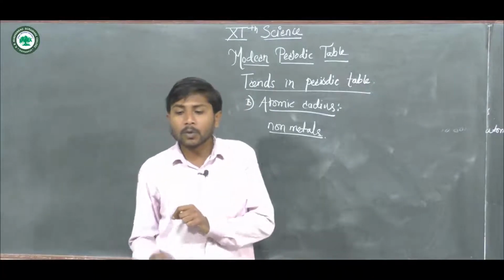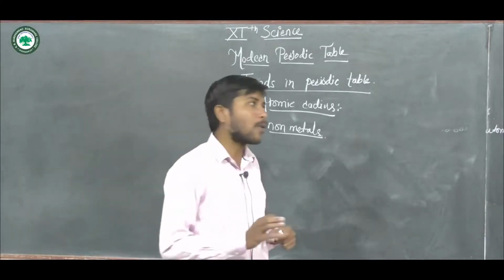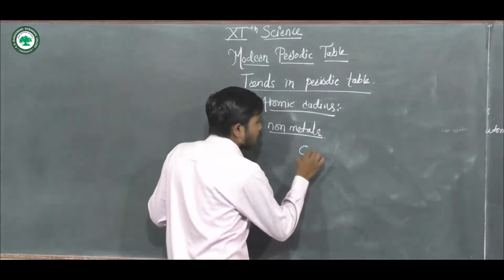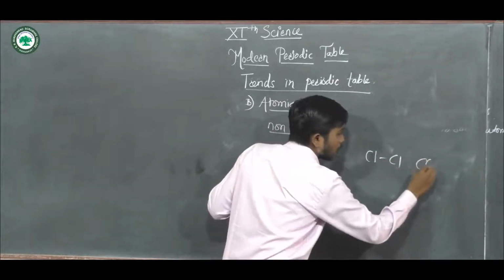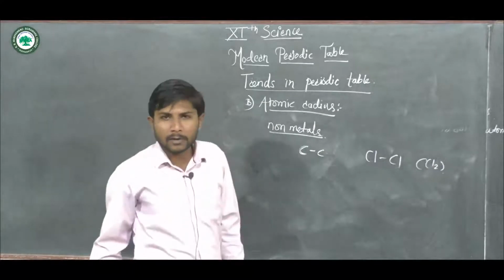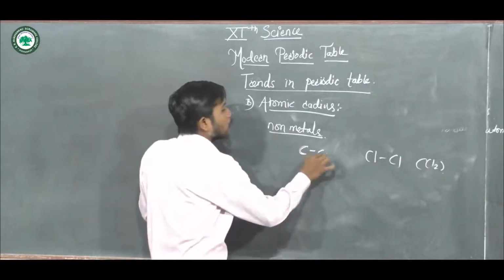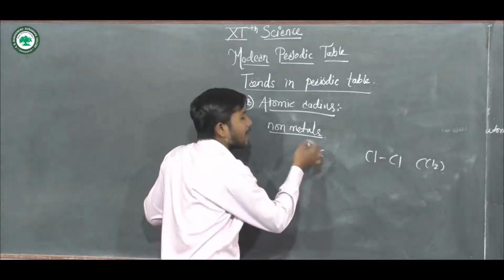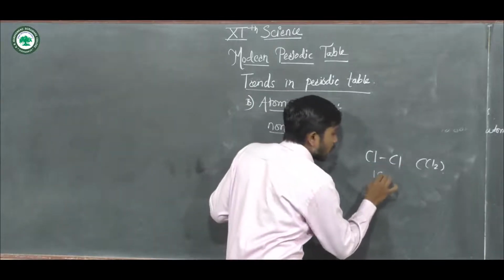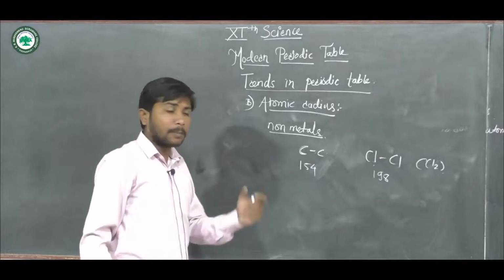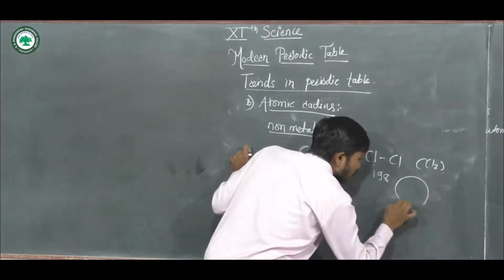It is the distance between two covalently bonded atoms. For example, in diamond, the two carbon atoms, or in a Cl2 molecule, the two chlorine atoms, are covalently bonded with each other by the sharing of electrons. How can we calculate that atomic radius? The distance between two covalently bonded carbon atoms in diamond is about 154, and in the chlorine molecule it is about 198. But this distance is between the two atoms, or two nuclei. That's why, like chlorine, we can draw the structure.